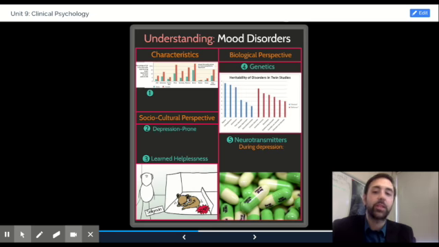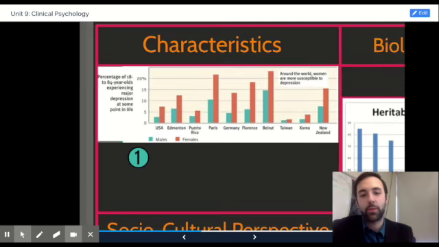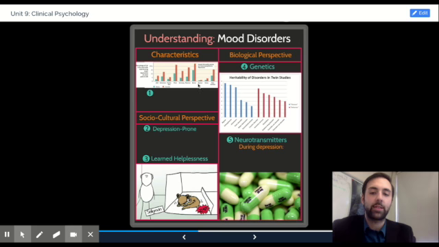The last part is to briefly talk about understanding mood disorders. There are a few things to note broadly with characteristics, then to talk about things in our society that might warrant a discussion pertaining to what causes depression or other mood disorders, and then some things about biology.